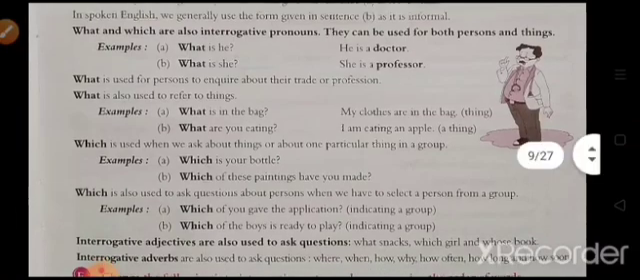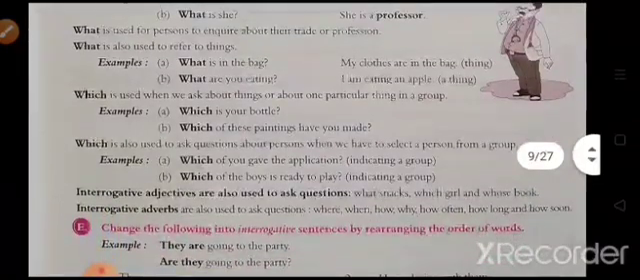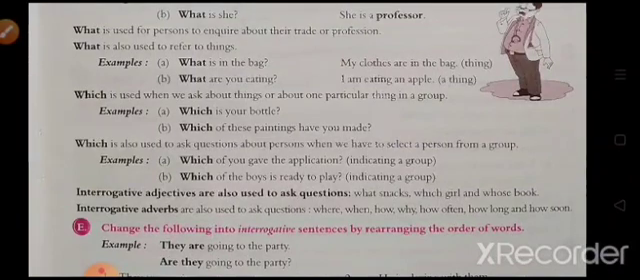What is also used to refer to things. What is in the bag? What are you eating? So it refers here to things. Which is used when we ask about things or about a particular thing in a group. So, which is your bottle? Which of these paintings have you made?